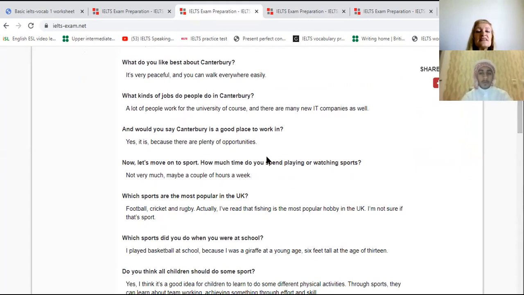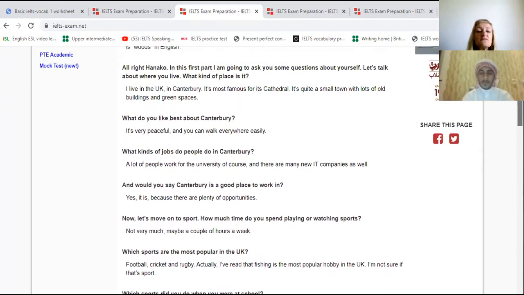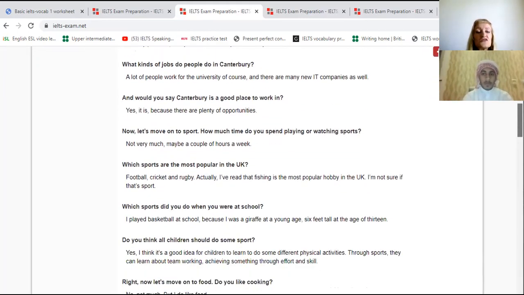Okay, let's see what the sentence they've got for the jobs. A lot of people work for the university, of course. And there are many new IT companies as well. And then you can go on to say whatever you want. You don't have to use their sentences if you don't want to. You can make up your own sentences. But if you get stuck, you can look at their sentences and you can use bits of them or part of them or the whole sentence and then go on to speak more. Okay. So for this, let's say we speak for about 3 to 5 minutes we'll do.